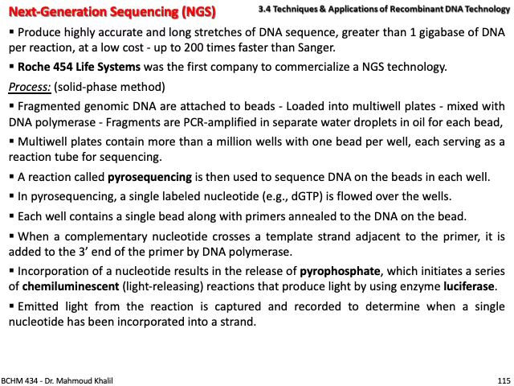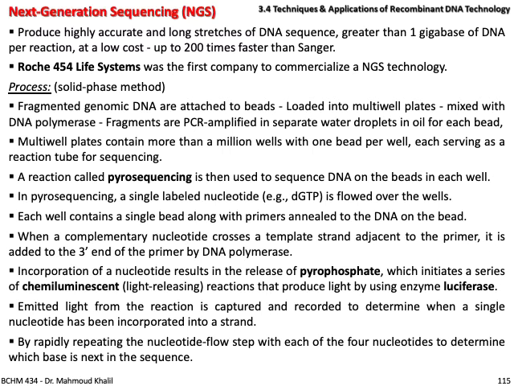This emitted light from the reaction is captured and recorded to determine when a single nucleotide has been incorporated into a strand. By rapidly repeating this nucleotide flow, so they flow the nucleotides one at a time. If this nucleotide is complementary, it will bind and emit a signal. This signal, its color, will tell us from the detector which type of nucleotide it is.